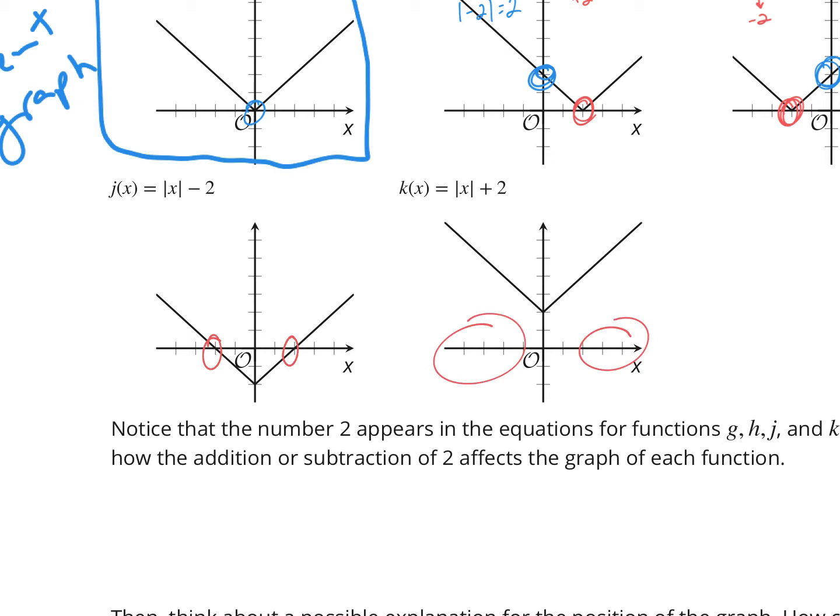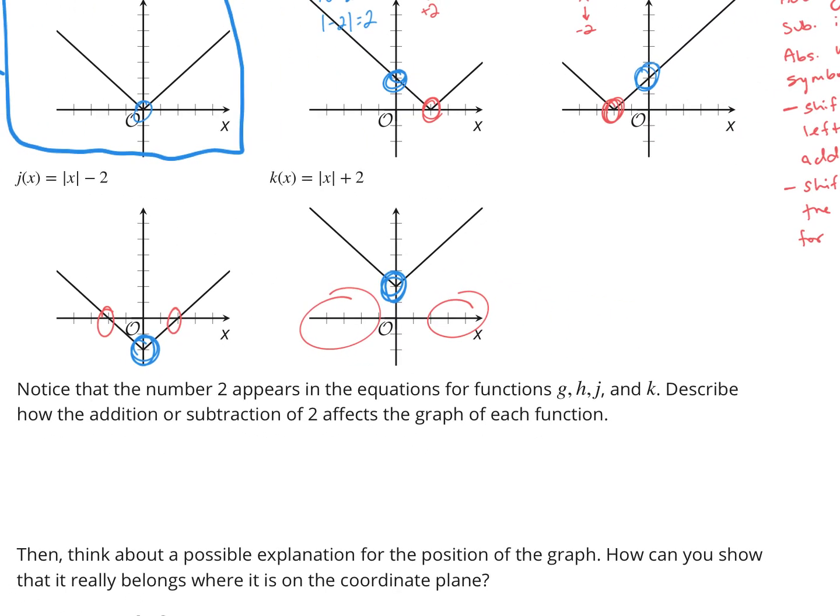But let's talk about the y-intercept. Let's focus on that for this one. So here, our y-intercept is negative 2. Here, our y-intercept is positive 2. So again, think about what does y-intercept mean? It means when x is 0, what is y? So if I take the absolute value of 0 and then subtract 2, that means my y-intercept is going to be negative 2. If I take the absolute value of x and then add 2, that means my y-intercept is going to be positive 2.